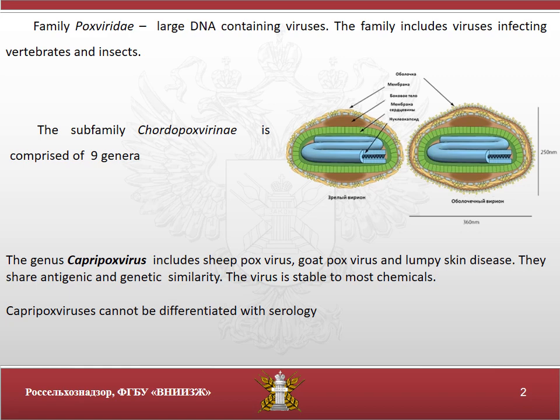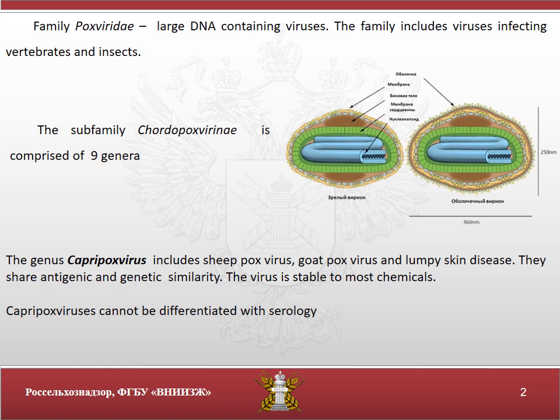Lumpy skin disease virus belongs to the family Poxviridae, large DNA-containing viruses. This family includes viruses infecting vertebrates and insects. The family Poxviridae contains many genera, one of which is the genus Capripoxvirus, to which sheeppox virus, goatpox virus, and lumpy skin disease virus belong. Capripoxviruses are brick-shaped, enveloped, double-stranded DNA viruses with genomes approximately 150 kilobase pairs in size.